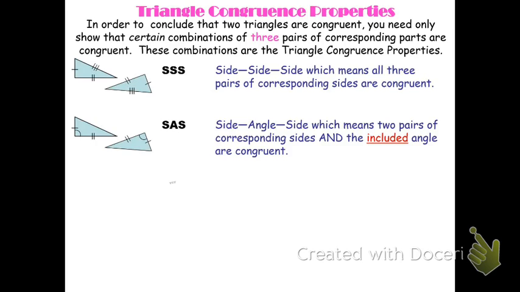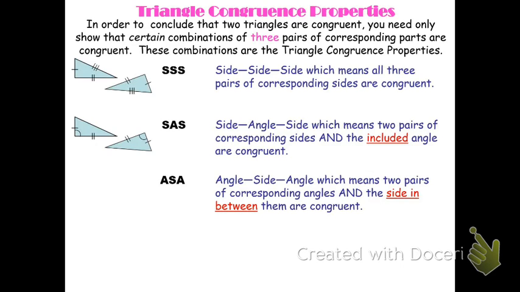The 3rd combination is known as ASA, angle-side-angle. Here, in angle-side-angle, we have 2 pairs of angles, and the S is in between. That means in between the 2 angles is the side that's also congruent. Let's look at a picture. Here we can see the 2 angles marked off with the arcs, and the side is in between those angles. Or, another way to think about it is the angles are on the ends of that side. This is ASA congruence.